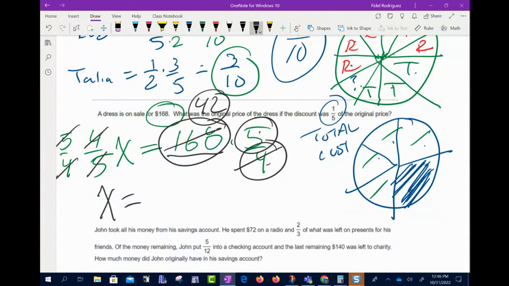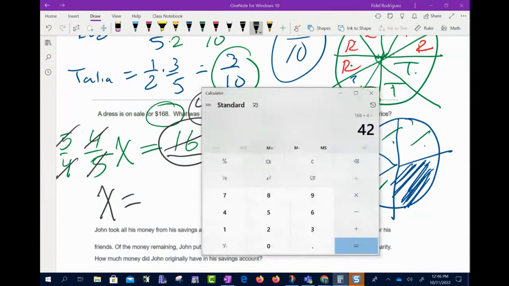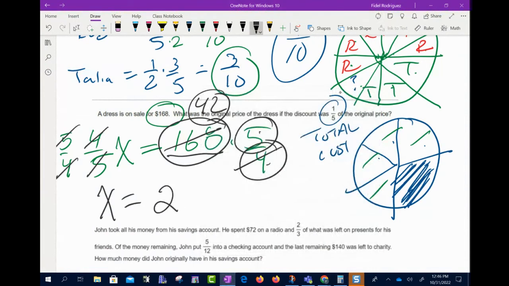And then what am I going to do with those two numbers? I'm now going to multiply them. So I'm going to say, what's 42 times 5? And that's going to give me 210. And that was the original price of the dress. Okay.